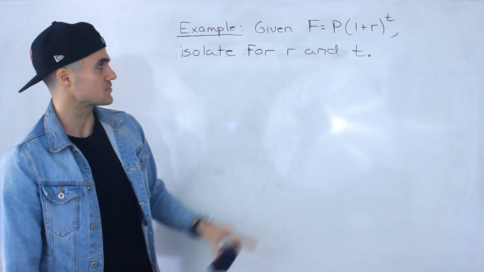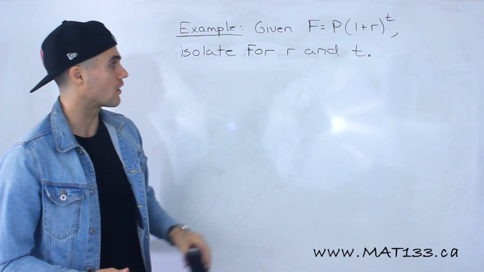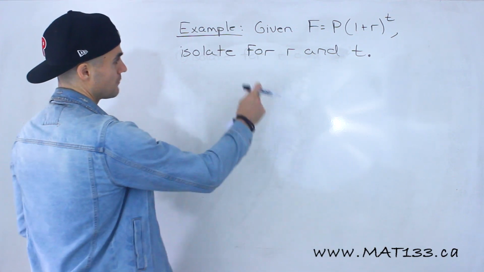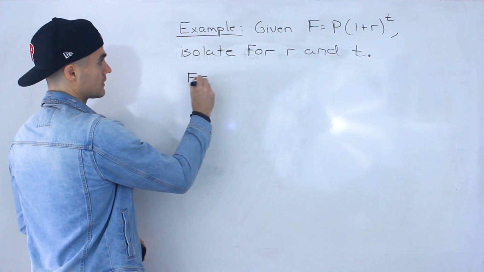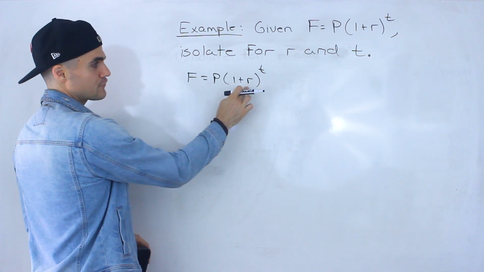Moving on to the next question. Given f equals p times 1 plus r to the power t, we've got to isolate for r and t. So let's start off by isolating for the r. I'm going to rewrite this equation over here. We've got to isolate for this r here.